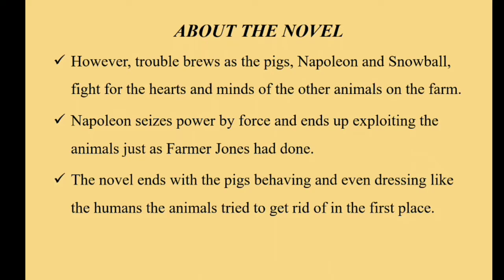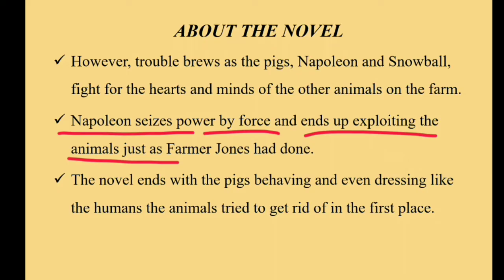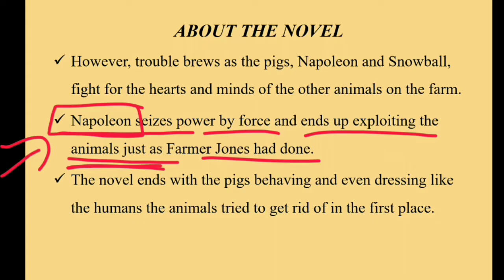Napoleon seizes power by force and ends up exploiting the animals just as Farmer Jones had done. See, gradually, the same condition was coming back in the animal farm. Here, Napoleon seized power by force. He utilized power in order to become the leader and ends up exploiting animals. Animals had thought that now their better days are arriving, but that did not happen, unfortunately. The power relied upon Napoleon and he misused it. So now he became just like Farmer Jones.